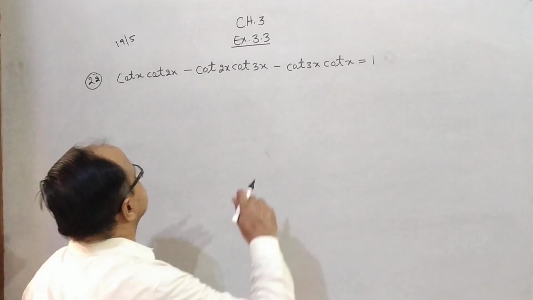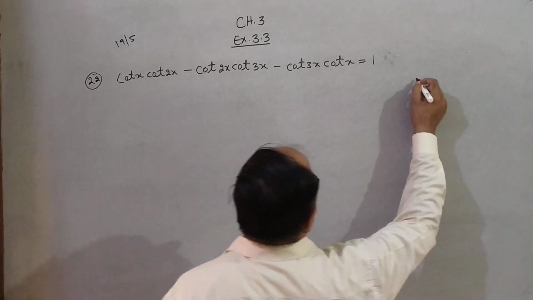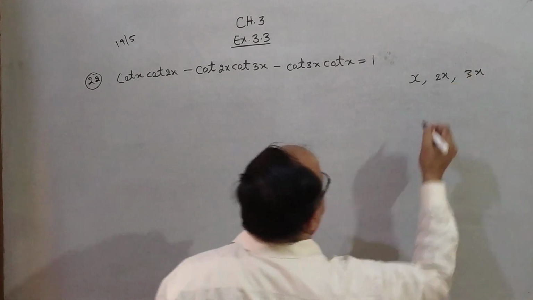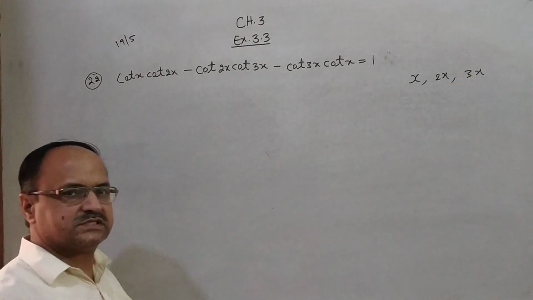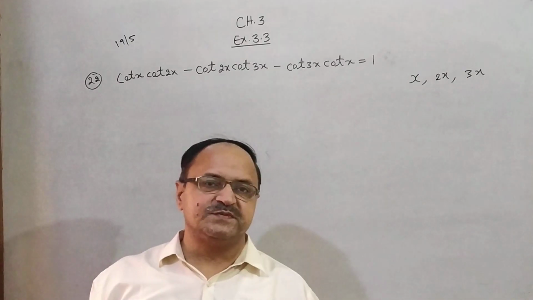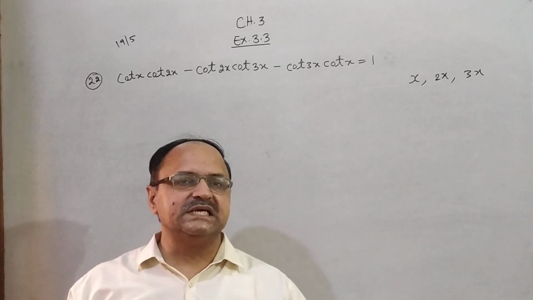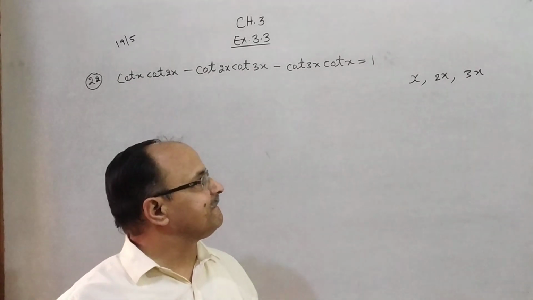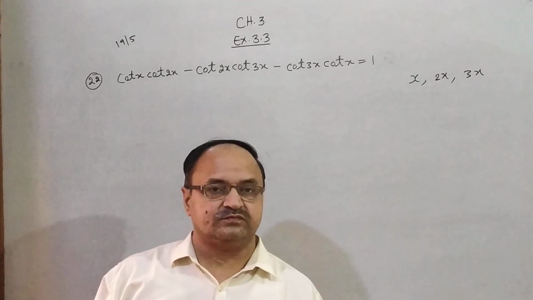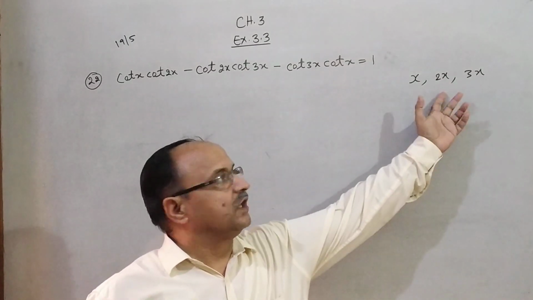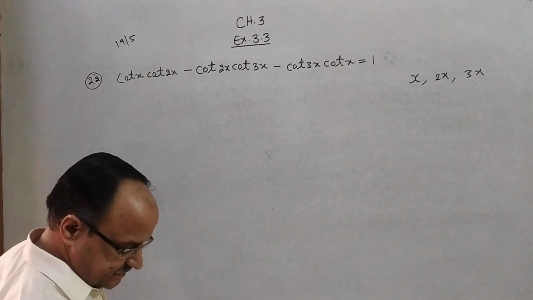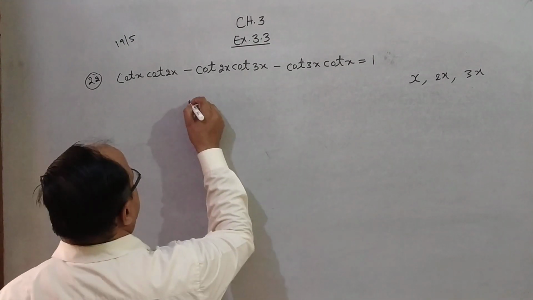You know that in this question there are three angles, that is x, 2x and 3x. It means the largest angle is the sum of other two. This type, you can find out this type. Clear? So we start this question.